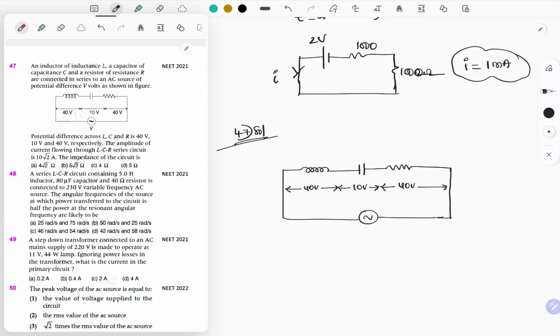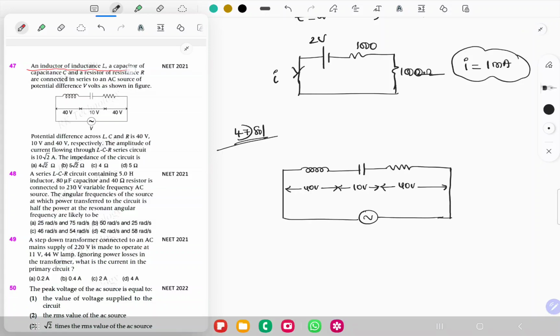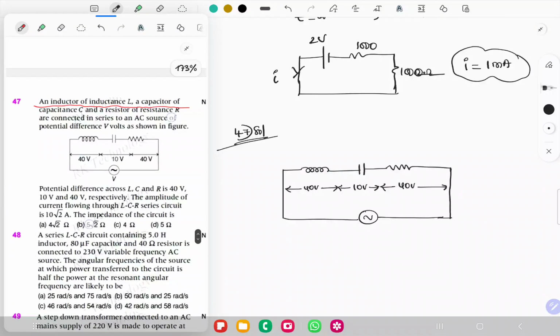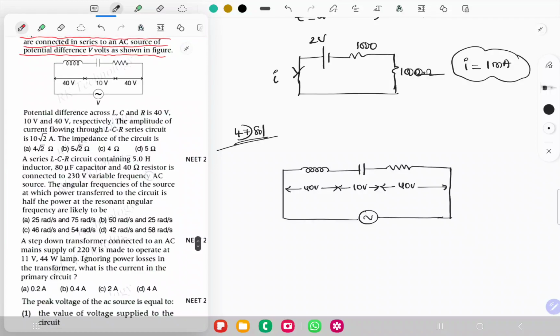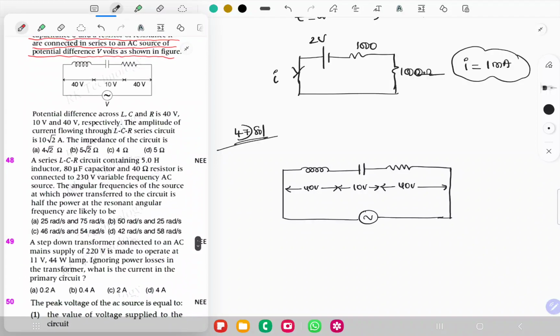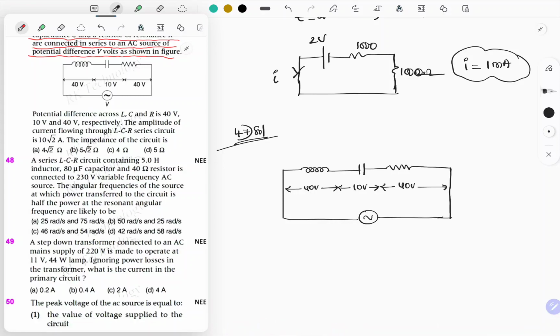Let's solve question number 47. An inductor of inductance L, capacitor of capacitance C and resistor of R are connected in series to an AC source of potential difference V volt as shown in the figure. Okay, so the potential difference is shown and they have already given the total current flowing through the circuit also. What we have to find out is the impedance of the circuit.